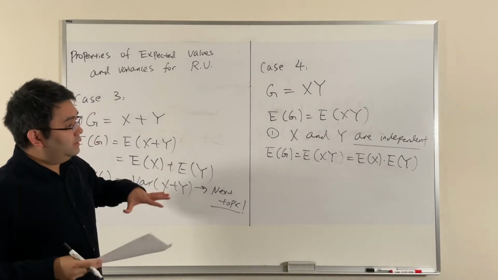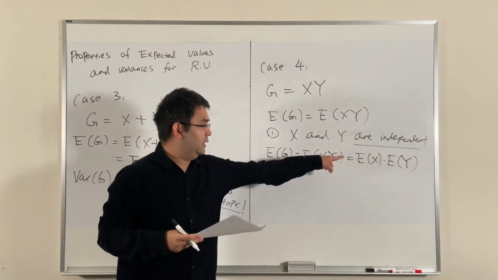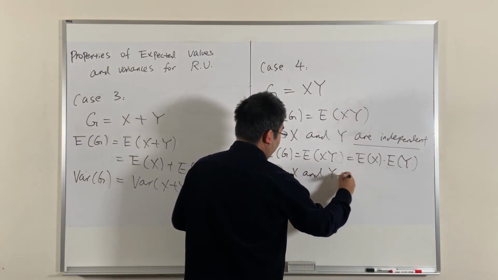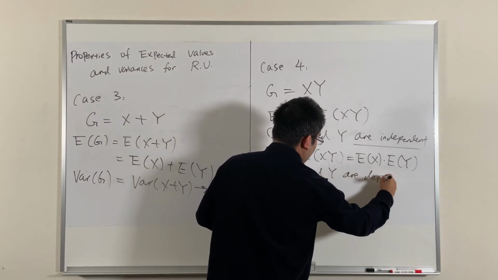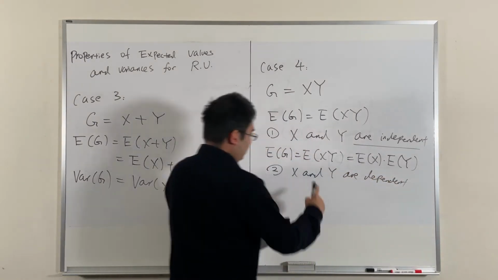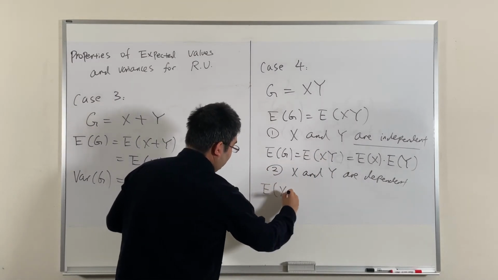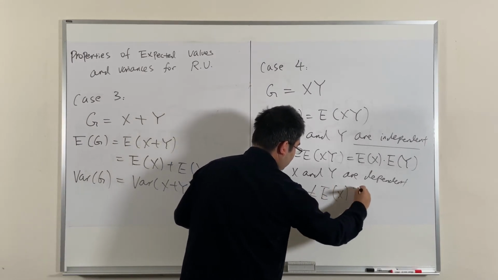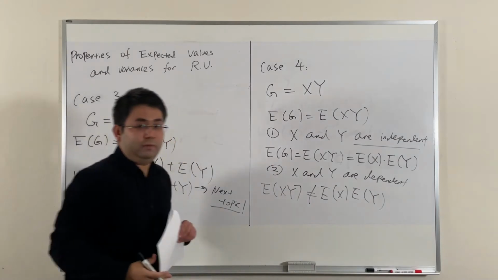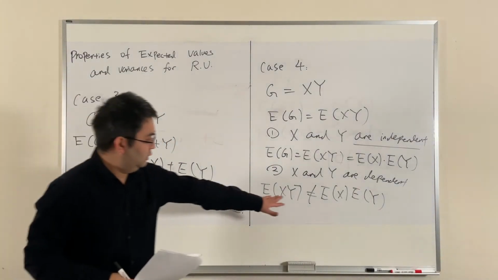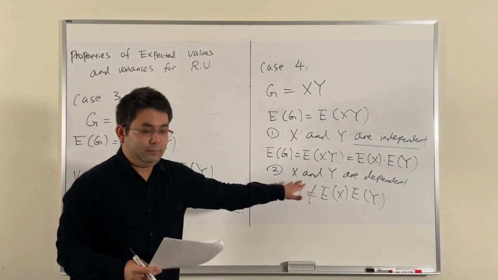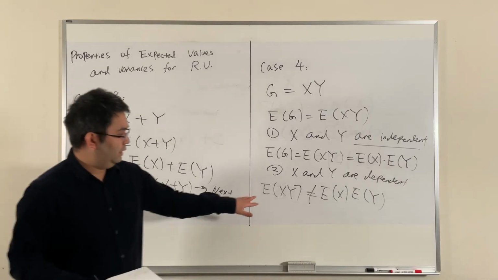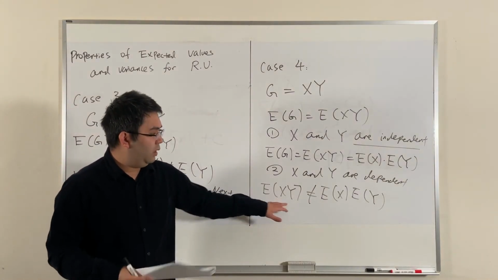But if they're not independent, then this formula does not work. So if x and y are dependent, then the expected value of x multiplied by y does not equal the expected value of x multiplied by the expected value of y, right? They're not equal if they're dependent. Cool. So if they're dependent, we'll have to calculate the expected value of x multiplied by y by itself.